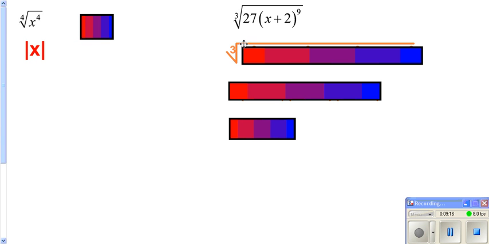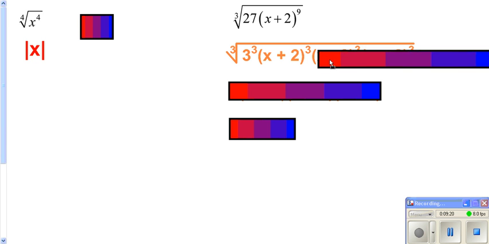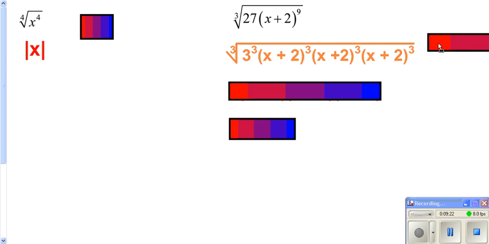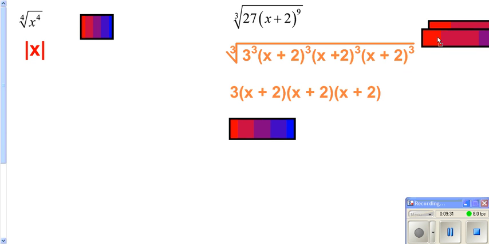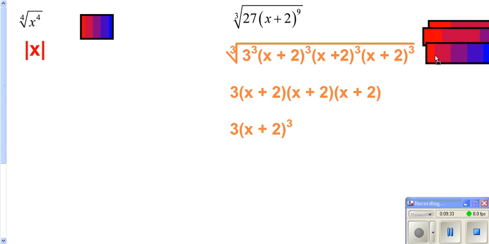Cube root, 27 is a 3 cubed. Write this as something cubed times something cubed times something cubed. Remember, you got to add your exponents here together to give you that 9. Your cube root undoes all your cubing exponents, leaving you with what's left. And then the shorthand way to write that.